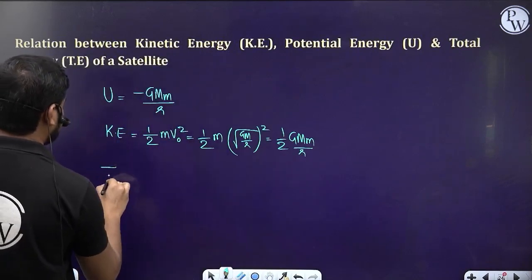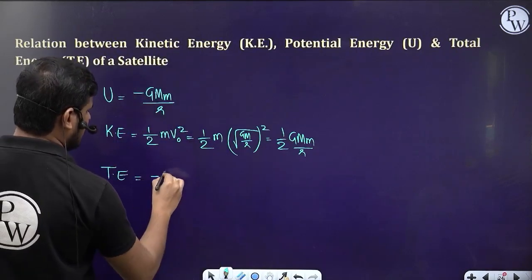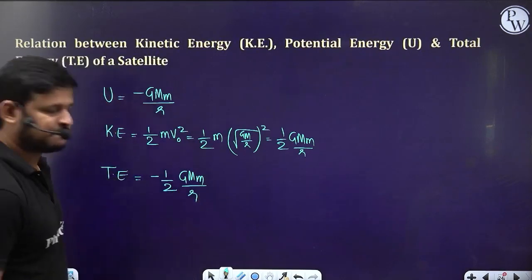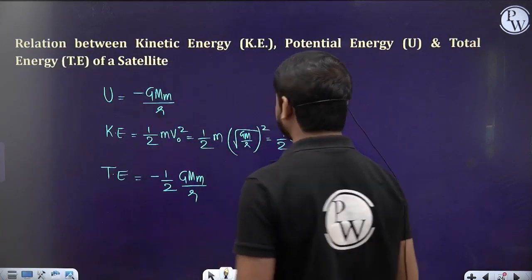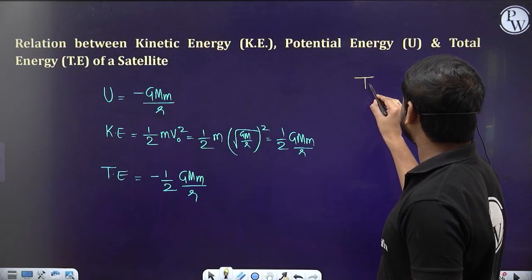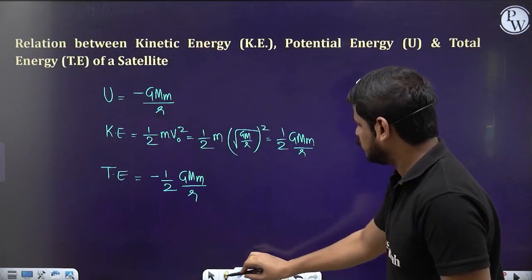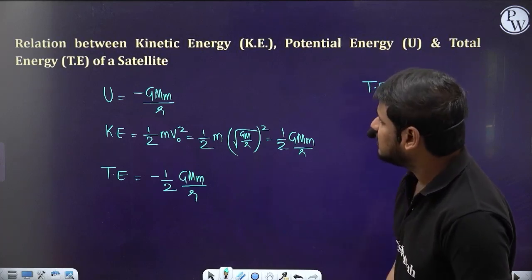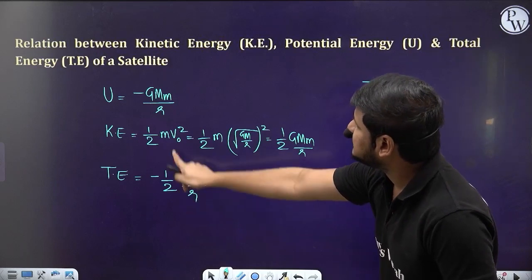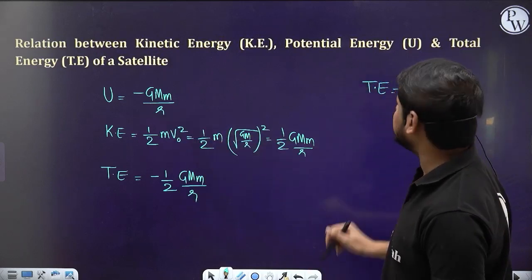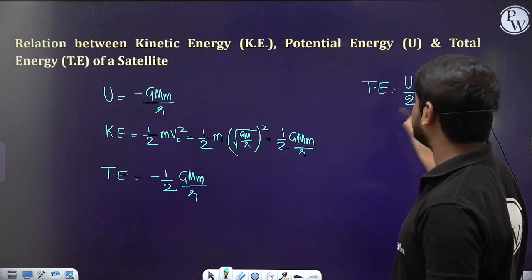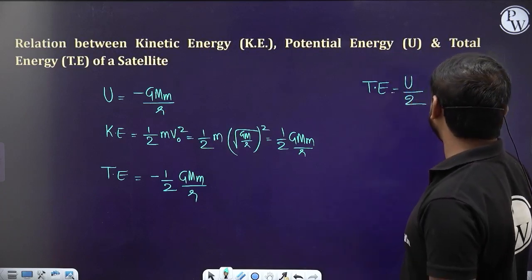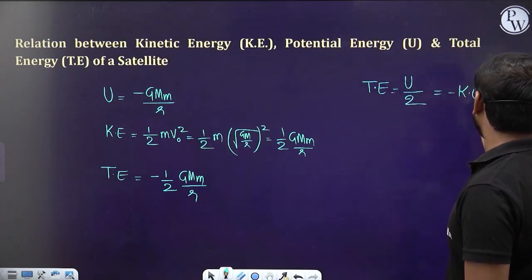And then the total energy will be minus half GMm by r. So this is what we got. Now if you observe, understand this statement properly. This is the total energy and this is the potential energy, right? So the total energy is potential energy by 2, which is equal to the negative of the kinetic energy.